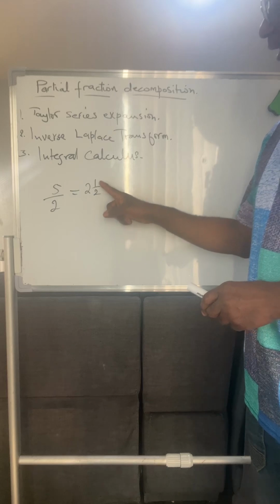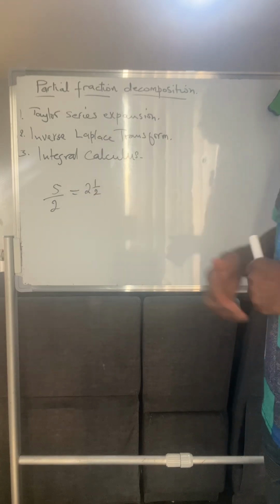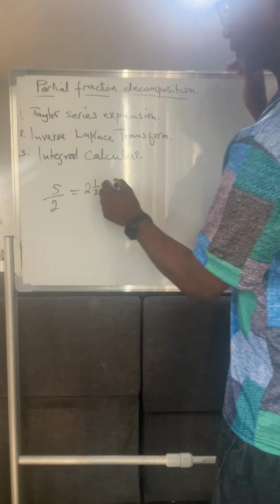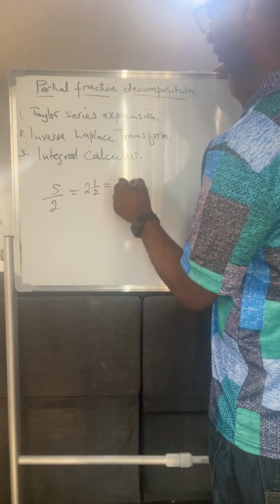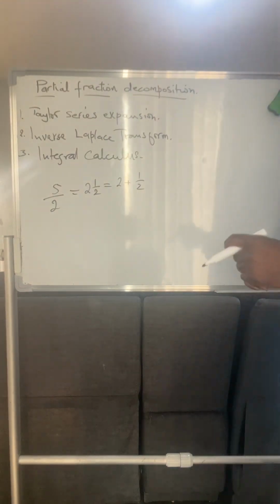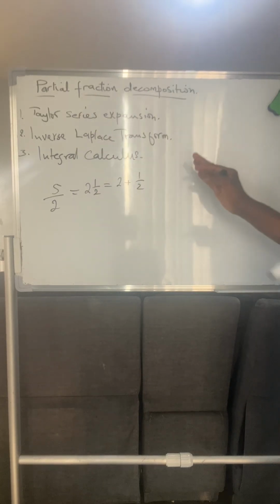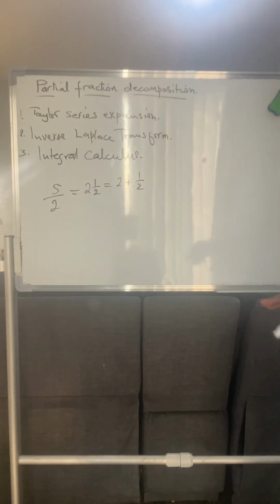You have this one here, 1/2, but you have a 2 there. So this is still not enough. This simply means 2 plus 1/2. So we are now decomposing this fraction. This is all what we are doing with partial fractions. You use techniques to do that.